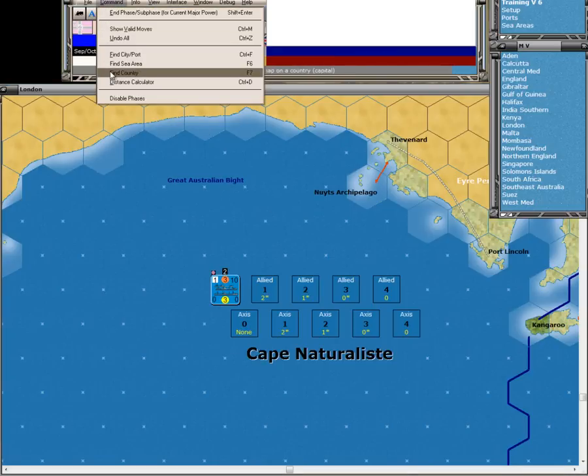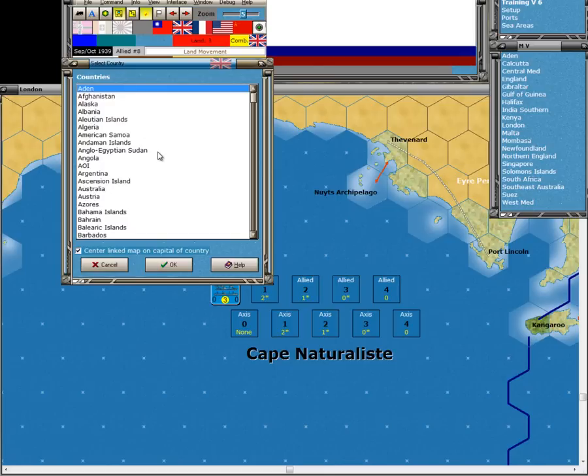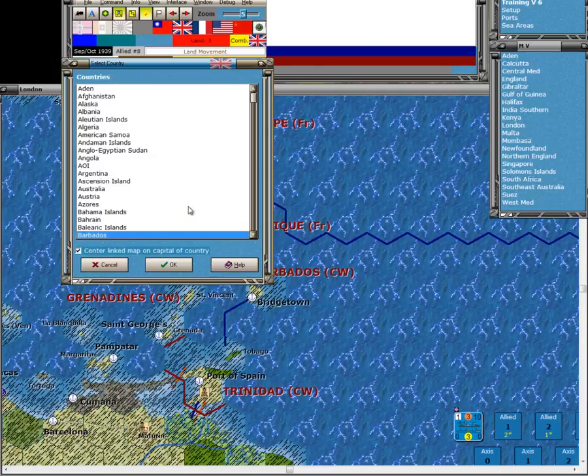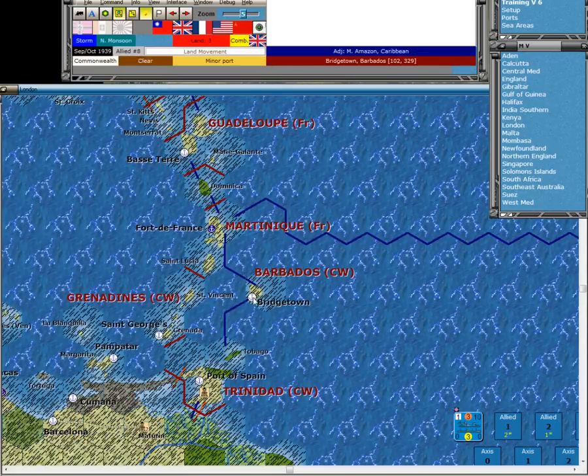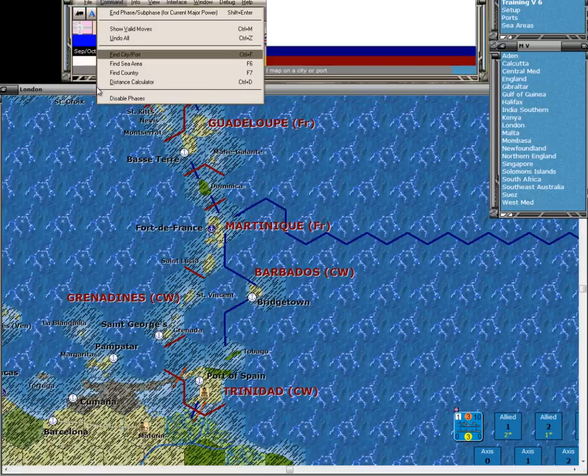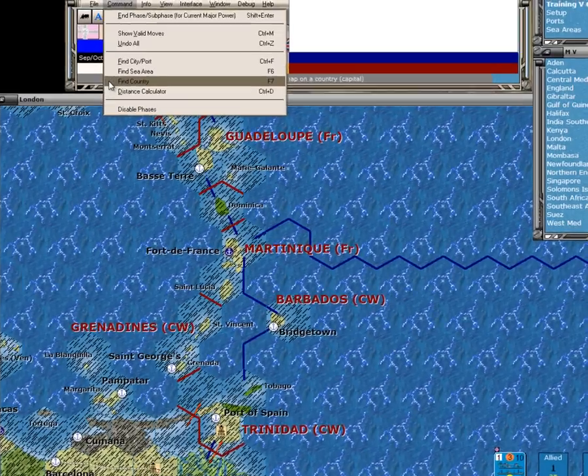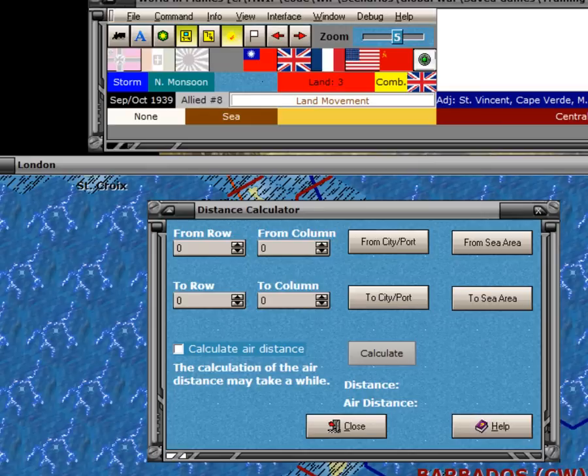The third search capability is for finding a country, and if we go down and click on Barbados, the map centers on Barbados in the Caribbean. The next item on the drop-down menu list is the distance calculator. This lets you find the distance between any two hexes on the map.